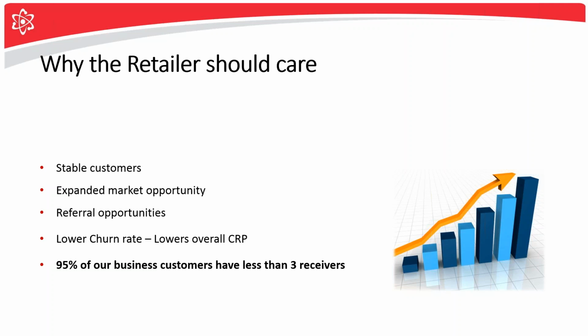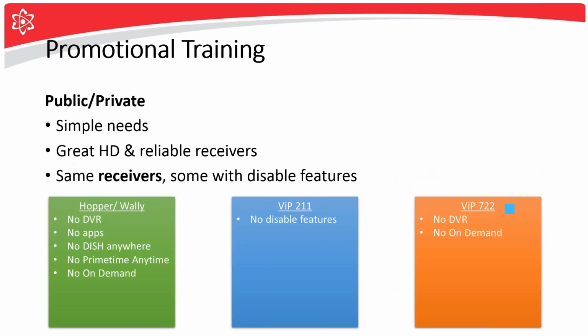And then 95% of the business customers actually have less than 3 receivers. What that means for you is that the installations are going to be a lot easier. They're going to be simple. You might be used to doing larger installs for your residential customers, and although some commercial customers will have larger businesses that need a lot of TVs, most of them will be very simple installs.